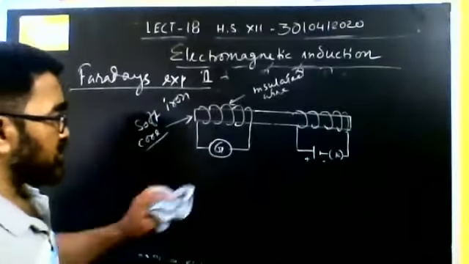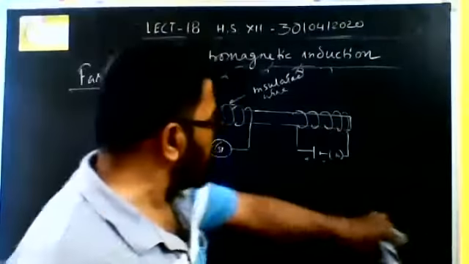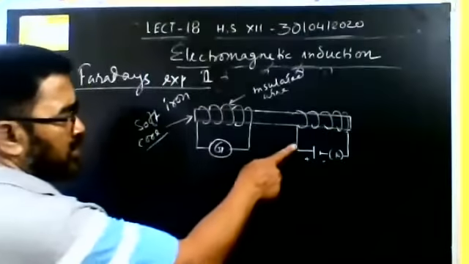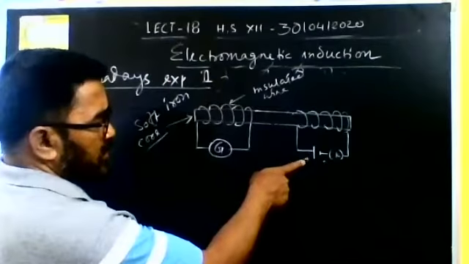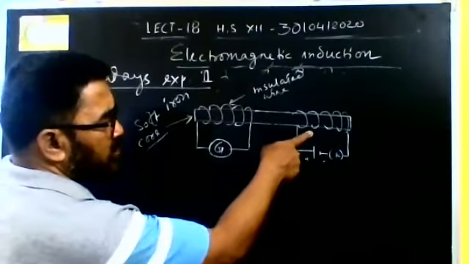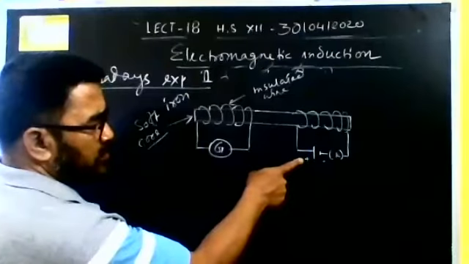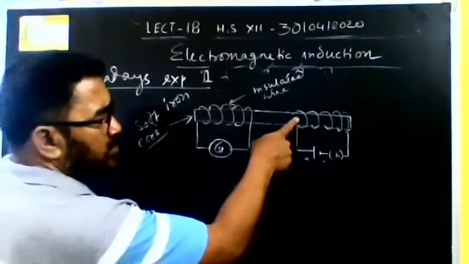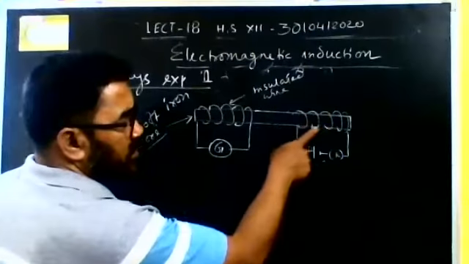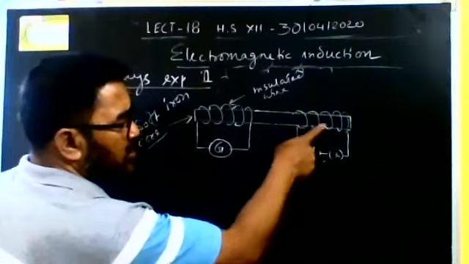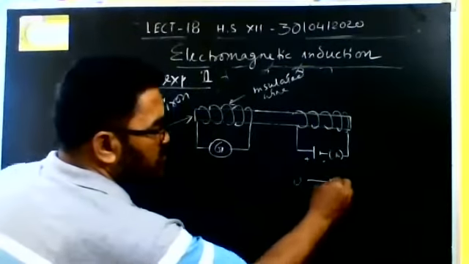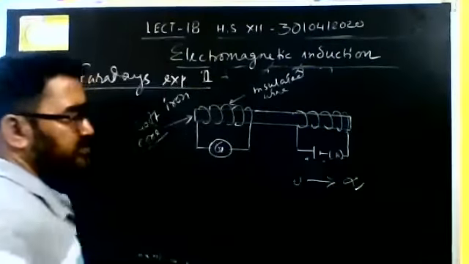So you see in the second experiment what happens when current is allowed to pass through this coil. As soon as current passes through the coil, the magnetic lines of force associated with this coil increases from 0 to infinity.